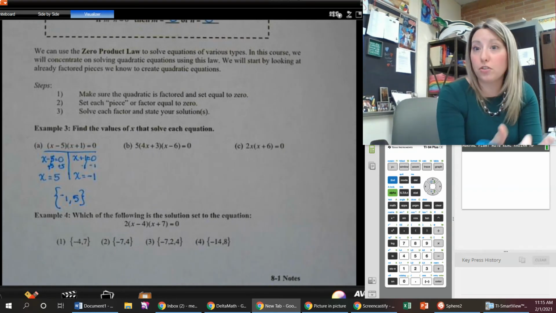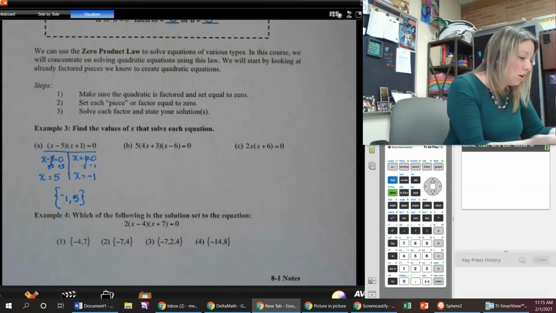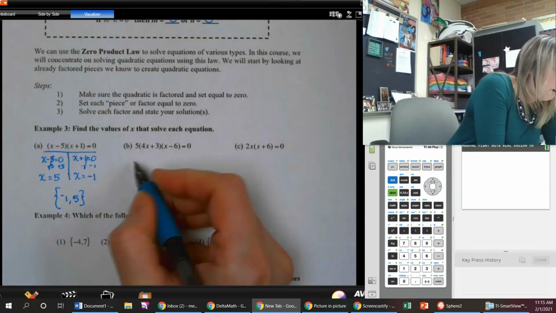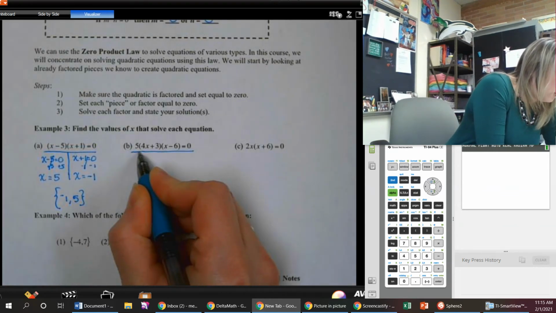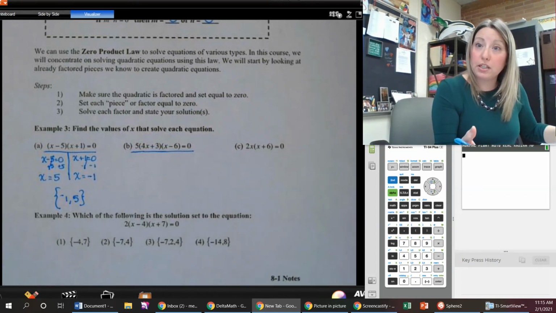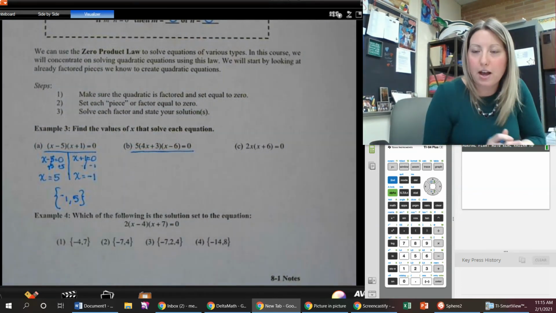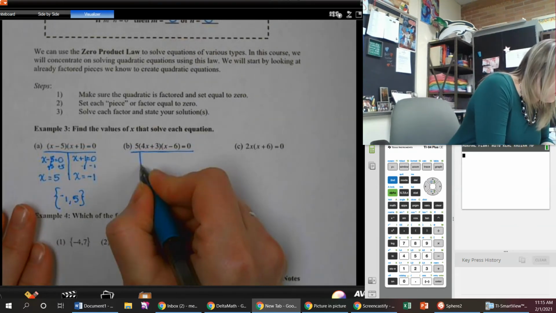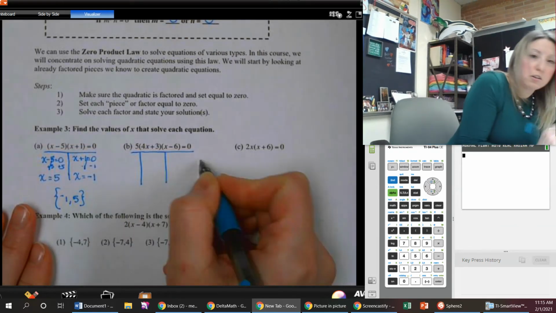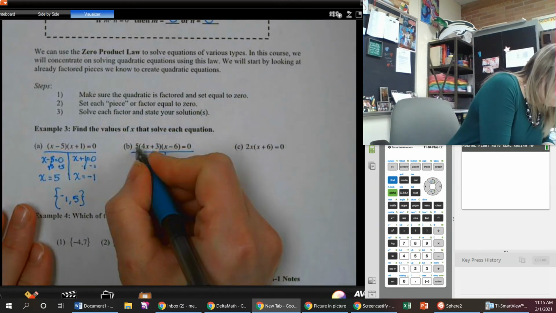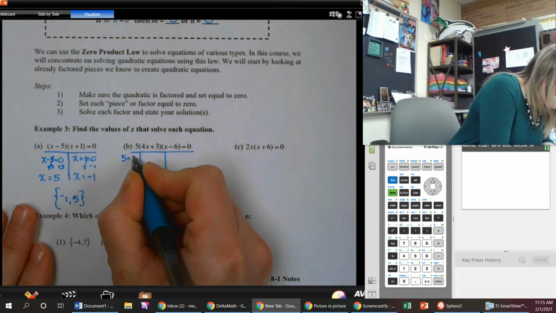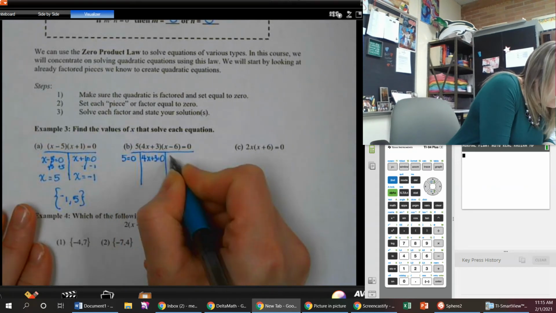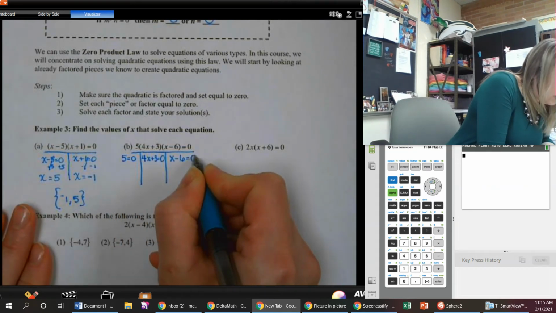Now, integers aren't the only possibilities for answers here. You can have a number in front of the x and a parentheses like this. We remember that from our factors. And notice here, this was something that was factored completely. So there's 1, 2, 3 factors. And all of them have to be set equal to 0. So I'm going to make 3 sections in my t-chart, and I'm going to set each factor equal to 0. So 5 equals 0, 4x plus 3 equals 0, and x minus 6 equals 0.